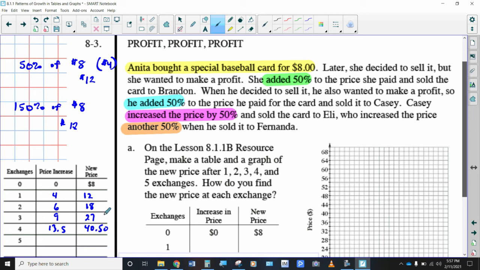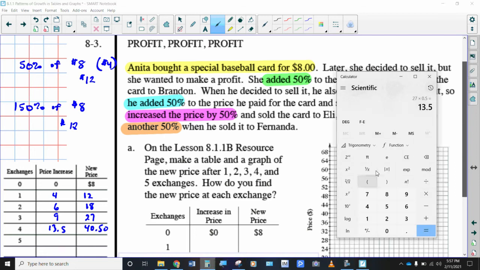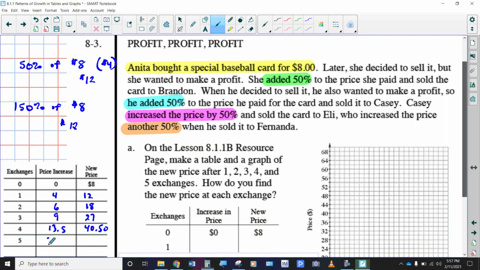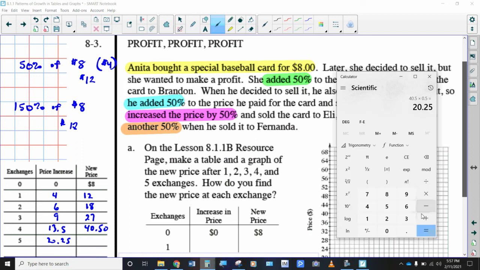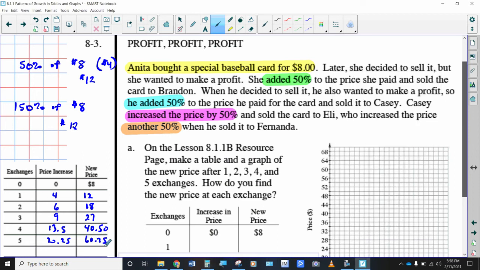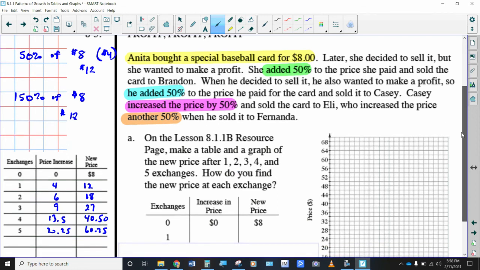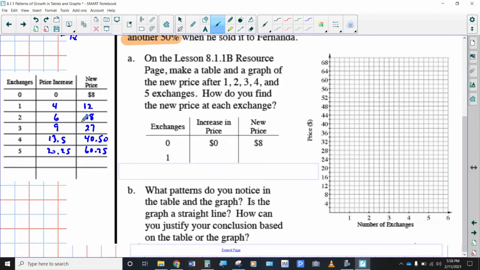I'm going to put that in there because we are talking about money. And then let's go ahead and take plus 27 just to verify that. Yes. And now let's take that and multiply it times 50%. So it's $20.25 for the last markup. And then when you add that to the $40.50, you get $60.75. This is what we refer to as exponential growth.